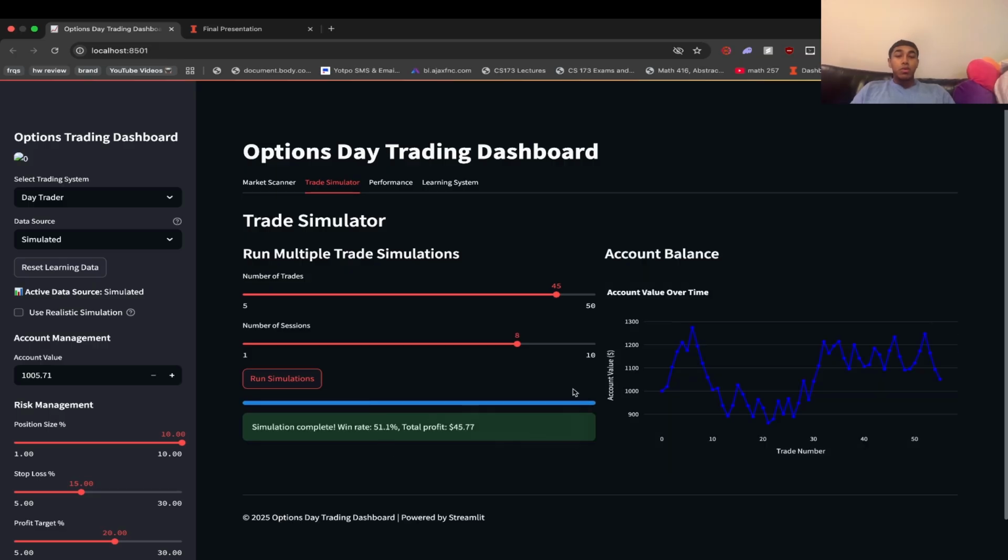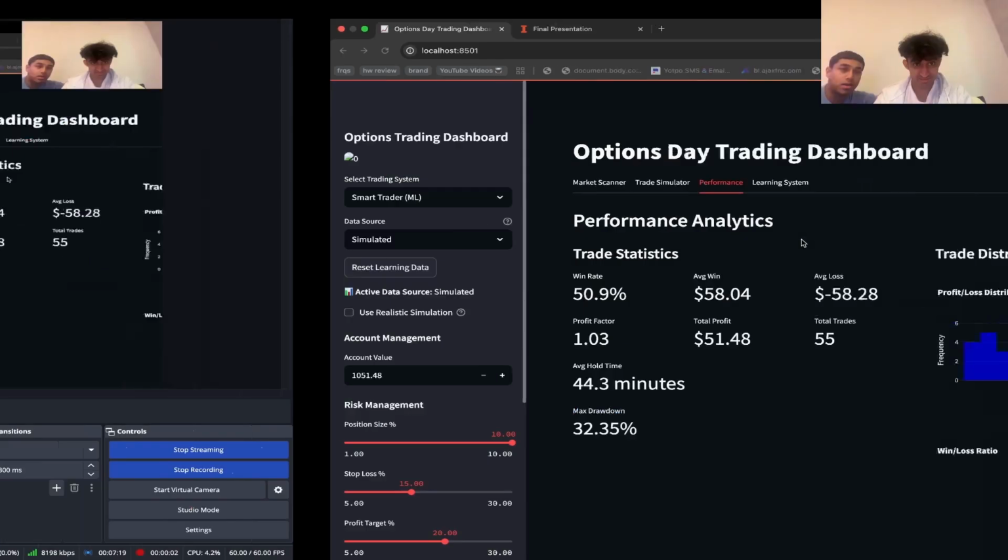But as you can see here, we ended up profiting $45 with a win rate of 51.1%. Any win rate above 50% is actually profitable. So that's exactly what we want to see.